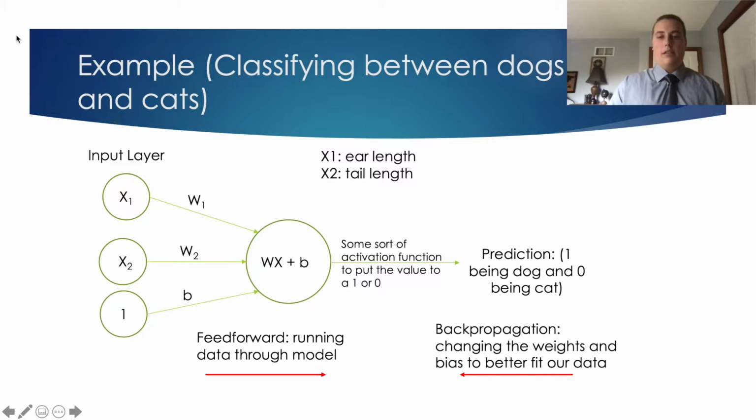And what this does is it just puts the value that is given in that node to a 1 or a 0, and that 1 is going to be a dog and 0 is going to be a cat. And W1 and W2 plus the B are going to be the weights and biases that you're changing through back propagation. And when you're using feed forward, you're putting different values for ear length and tail length and comparing that with a prediction that you get.